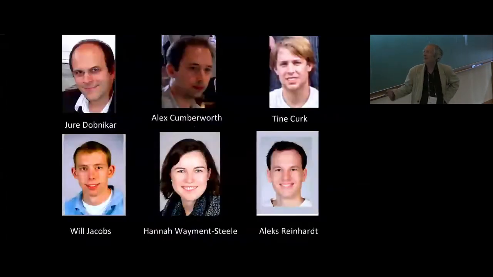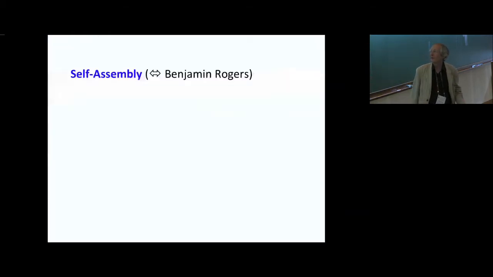Good. I'll be talking about different aspects of self-assembly, and a number of people have been involved in this work. Actually, if I would list everybody, it would be more. But these are the key people involved, and at some point I probably will mention some of their work more explicitly.